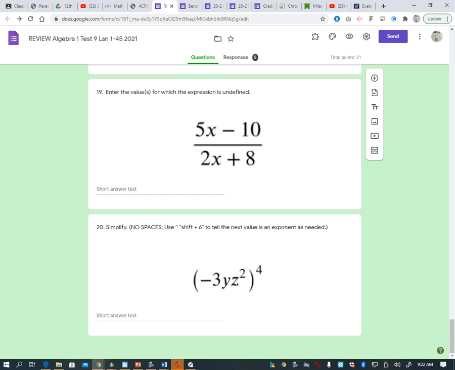Yes? Okay. So this is the power rule of exponents. I'm taking each of these things to the 4th, right? So I'm going to treat these things somewhat independently. I'm going to get negative 3 to the fourth. What is y going to be to? Y to the fourth and z to the 6.